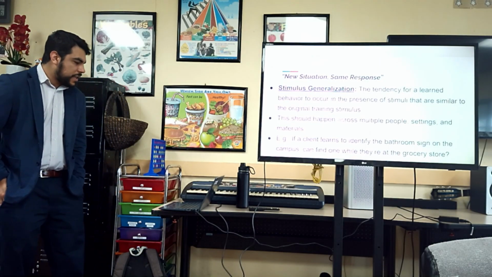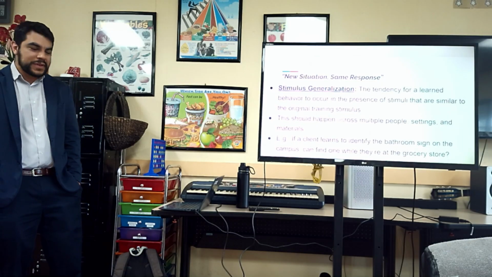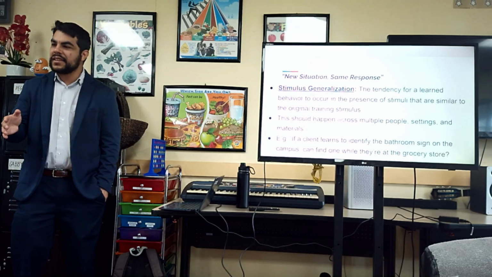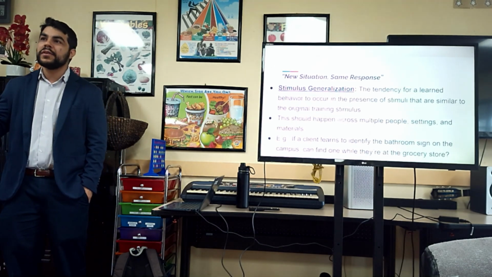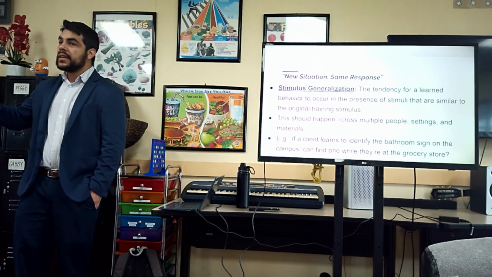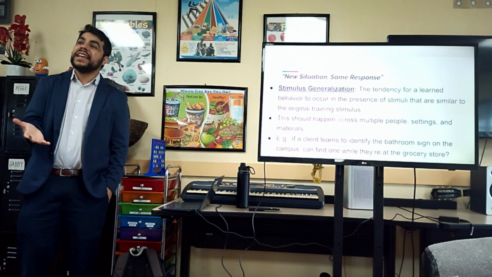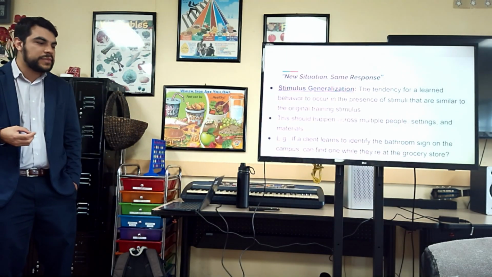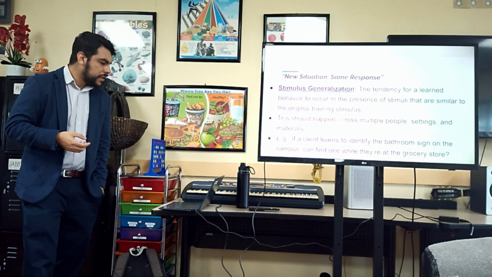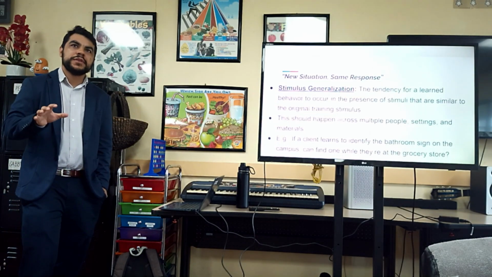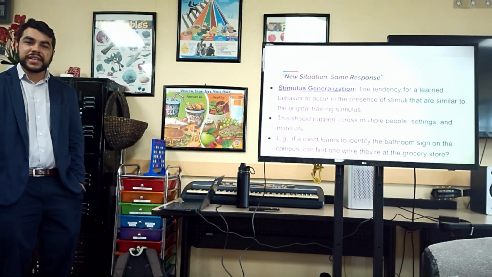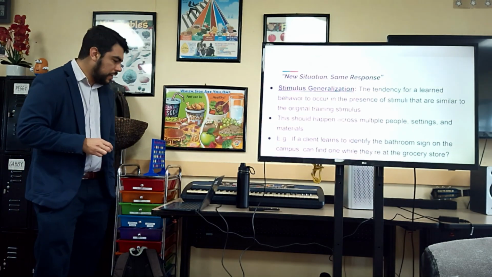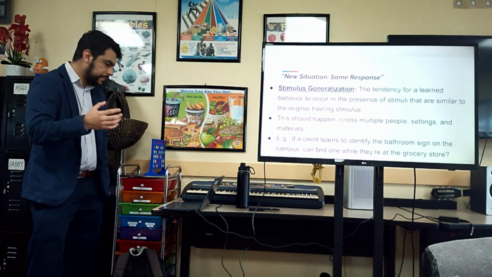Then I also like this example too, coming back to the whole bathroom sign fiasco. What good does it do the client if they can identify where the bathroom is or how to find the bathroom here at the program, but they can't do it when they're at the grocery store, or when they're out in the community? So we want them to be able to do the same thing, but in a different place or a different context. That is the ultimate goal of developing stimulus generalization.